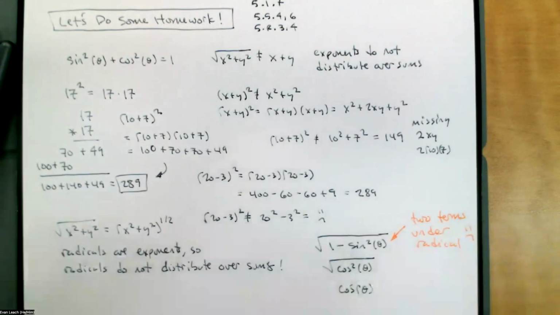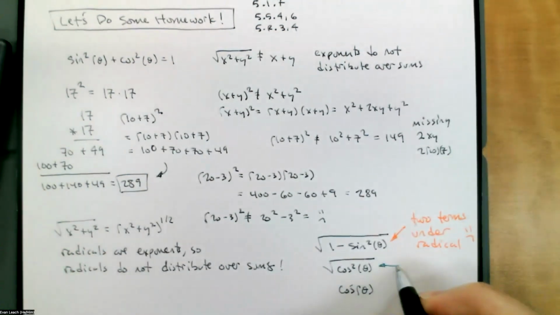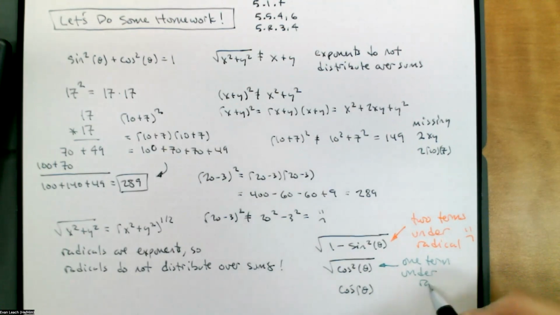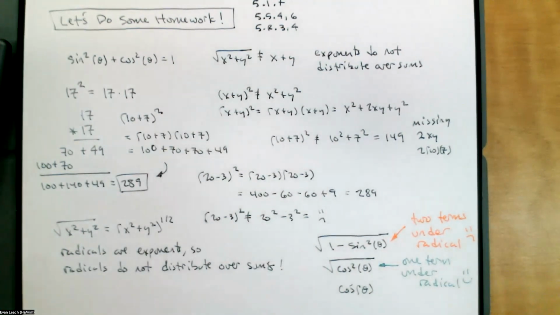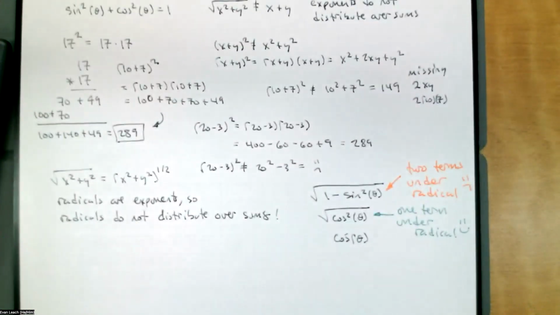Two terms under the radical, nothing we can do. One term under the radical, we can apply the square root. So when there's two terms under the radical, there's nothing we can do. The radical stays. But if I could take those two terms and combine them into one term, I get to apply the radical. I can get rid of the radical and simplify my whole expression.